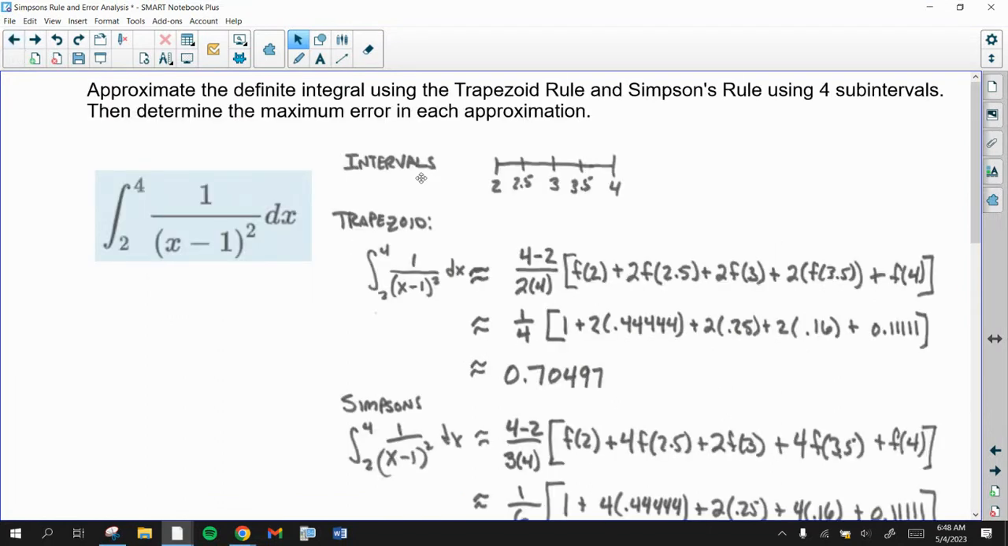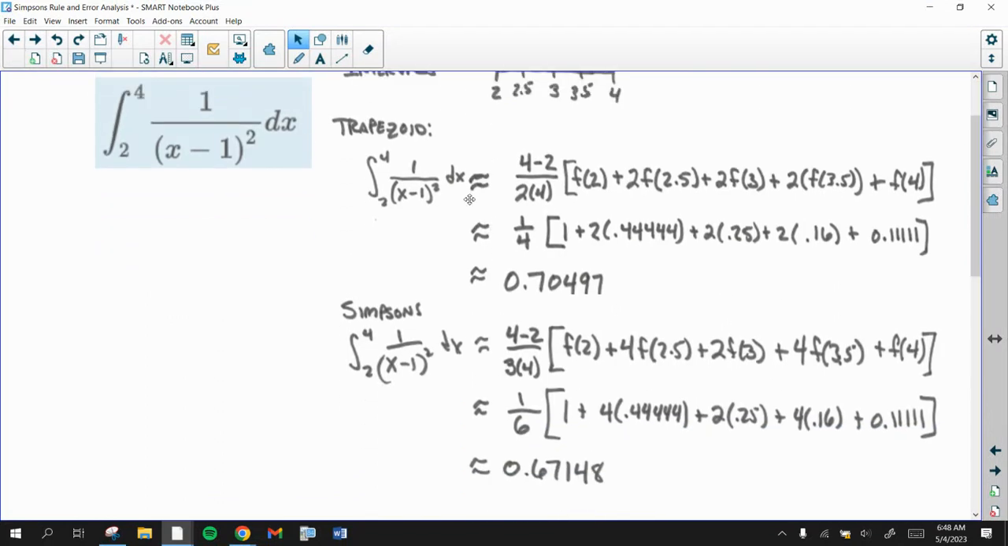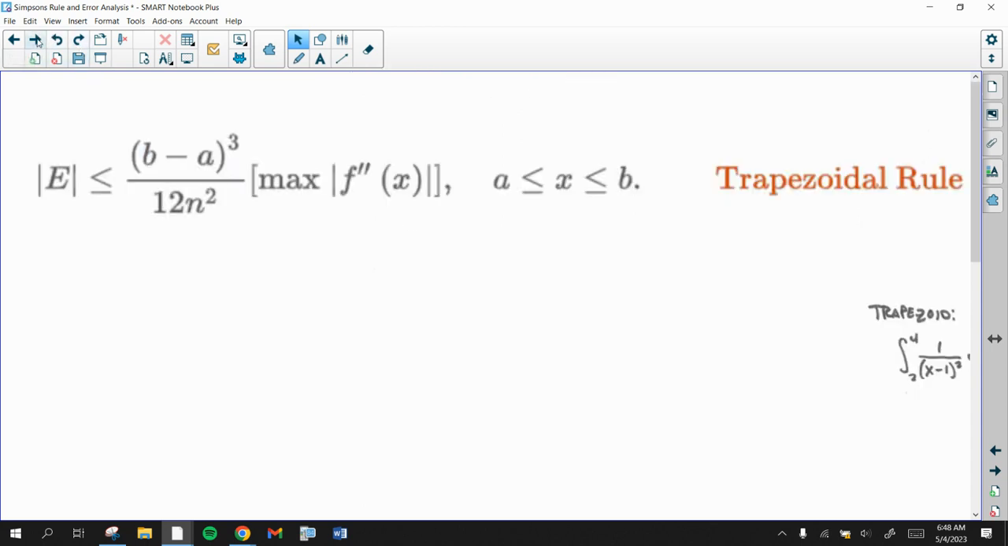So those are all the calculations. Now let's calculate what the maximum error could be. We have formulas for that. Here's the one for the trapezoid rule. They look pretty complicated, but they're usually pretty easy. The big thing is this max absolute value of the second derivative of x. This video will explain that. Everything else is pretty straightforward.